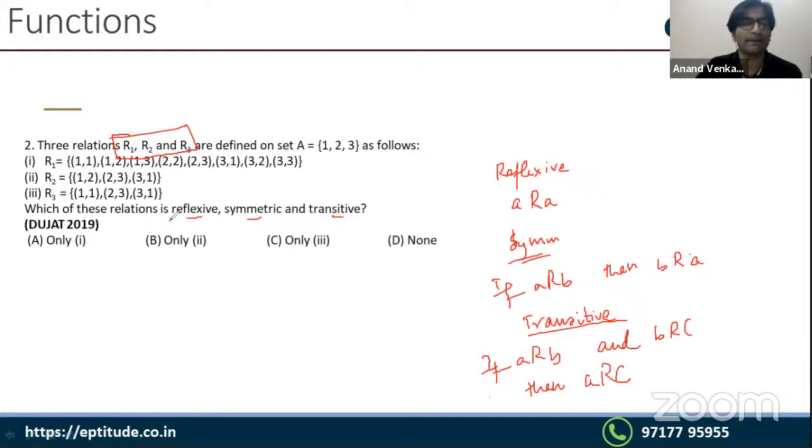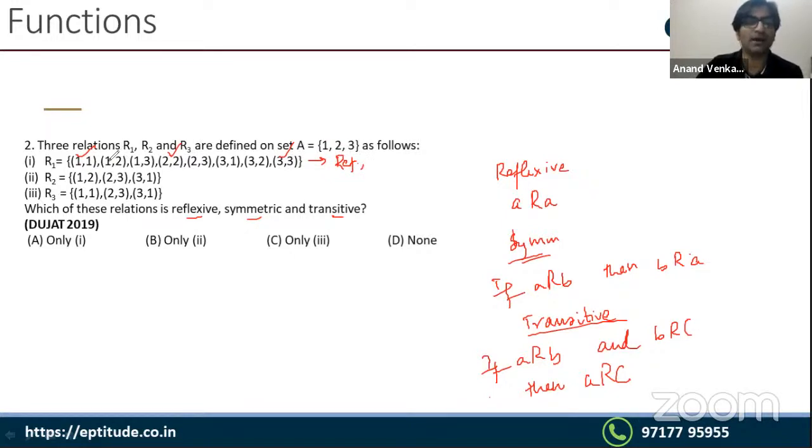So let's check. Right? The values of R1 are given. Remember, when ordered pairs are given, the first number in the ordered pair will always be the input. So 1 is the input, 1 is the output. So if I want to check R1 for reflexive, look, the inputs I have are 1, 2 and 3. So which means I should expect to get 1 1, 2 2 and 3 3. So 1 1 is there, 2 2 is there and 3 3 is also here, which means this relationship is indeed reflexive, right?